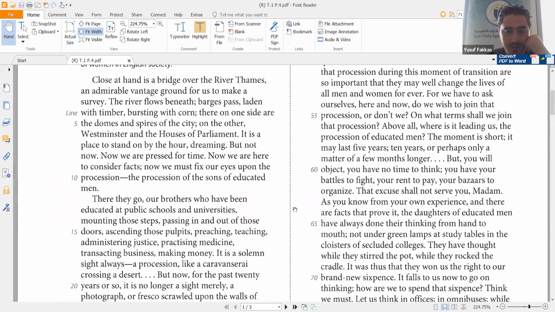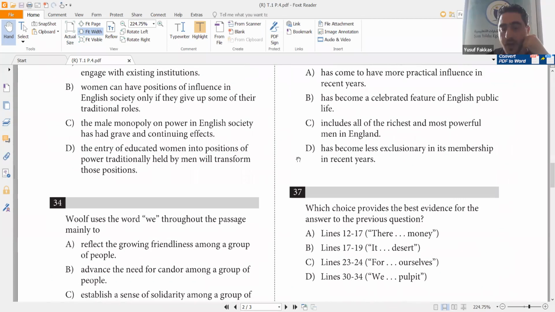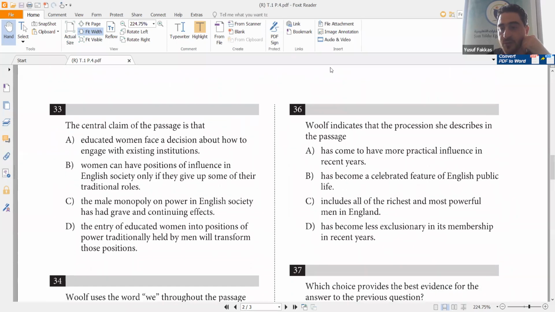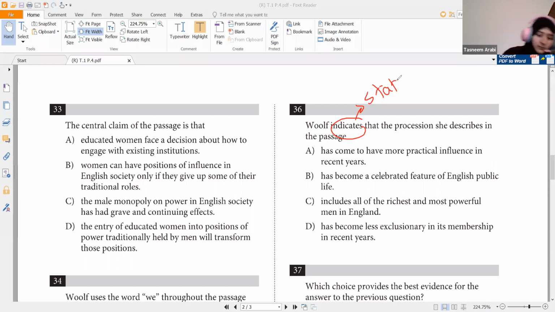Which line? 10, 11. Yeah, 10, 11. Now, if you look at the options, they're all after 10. So this time we have to be patient. Even if we go to the question itself, 36, Wolf indicates, now we know what kind of question this is again? Statement. Exactly. So that's a statement question.